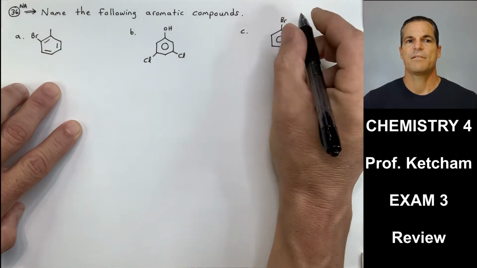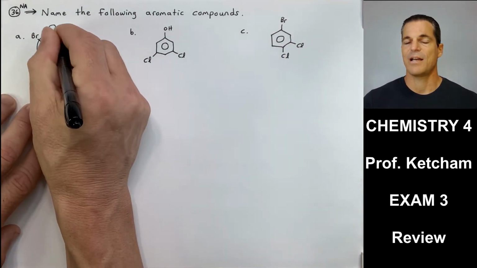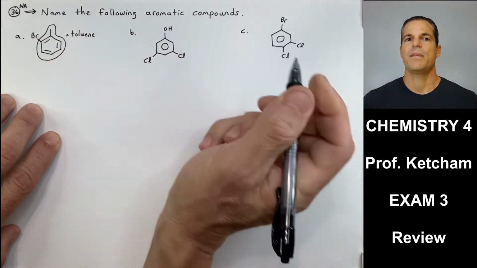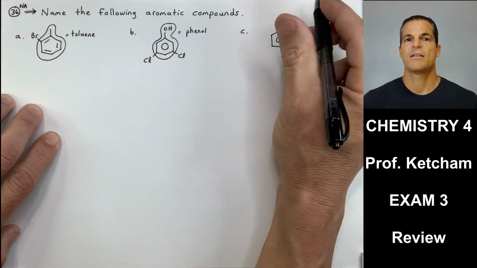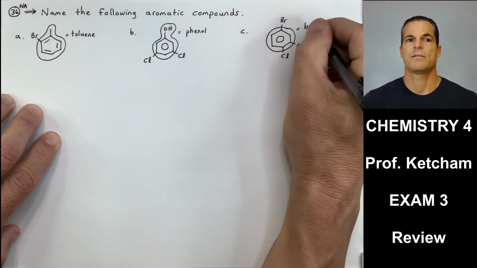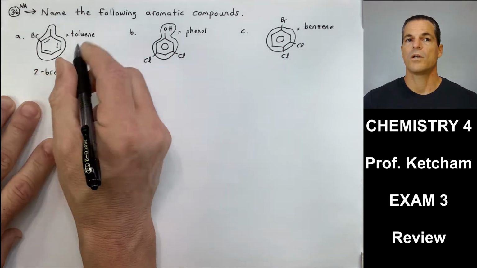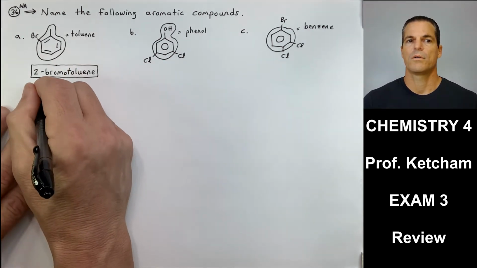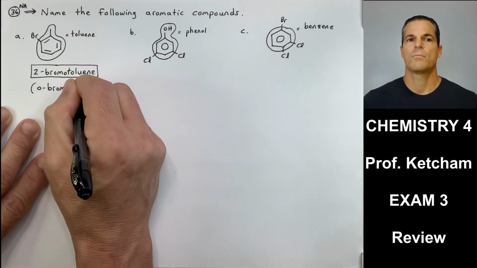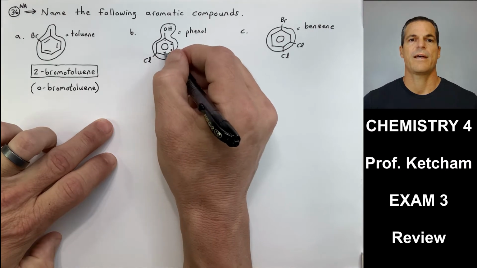So A, B, and C. For A, I'm circling the parent. The parent here is not benzene, it's toluene. In B, the parent is not benzene, it's phenol. In C, the parent is indeed benzene. So this would be 2-bromotoluene. Now the 2 position is also ortho, so you could also put ortho-bromotoluene. That wasn't in your book, but that was in your notes. So it's important to know that.